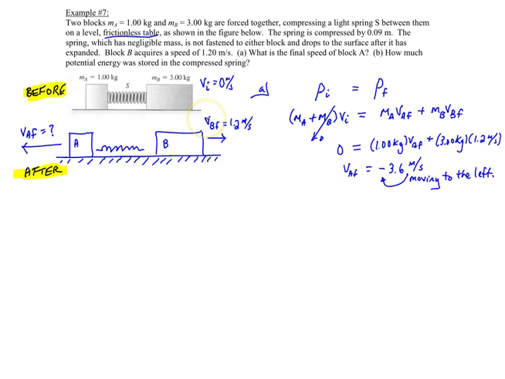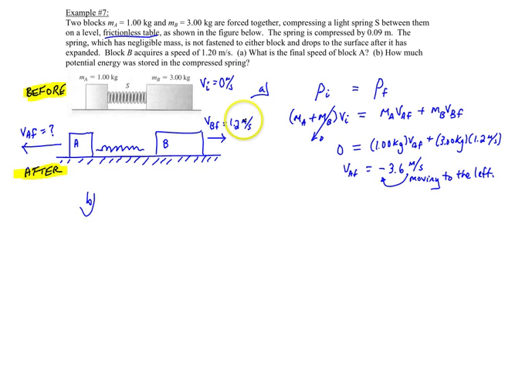And we can't really use 1/2 kx squared, because we don't know the spring constant. Oh, I guess we do. We do know that 0.09. But is that going to solve the potential energy? Well, we don't know what the spring constant is. So how do we figure this out?